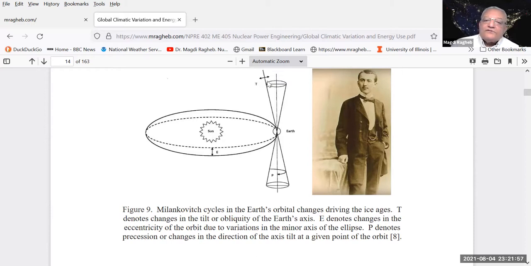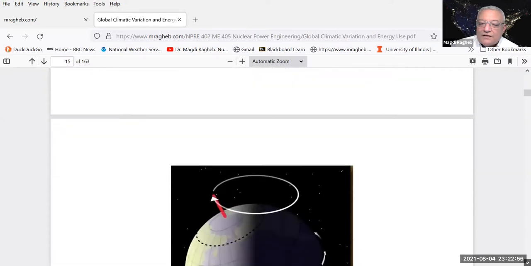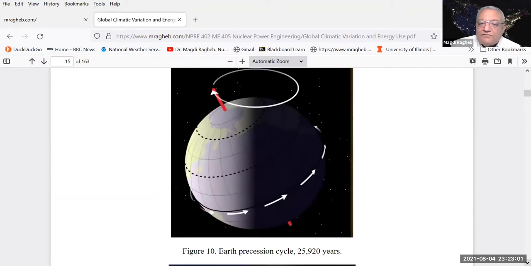We mentioned the tilt of the Earth, of course, 23.5 degrees here, and this is the tilt or obliquity of the Earth. That changes over a period of time and basically varies the temperature of the Earth because it sees solar radiation at different angles. And not only that, but there is another effect due to E here. E basically is the eccentricity of the orbit. When the orbit is too eccentric, you find variations in the solar radiation affecting the Earth. And then we have another effect here, P, that is the precession, or change in the direction of the axis tilt at a given point in the orbit. So we have already three effects here, and depending on how the Earth is facing radiation from its star, the sun, temperature on the Earth is also affected.